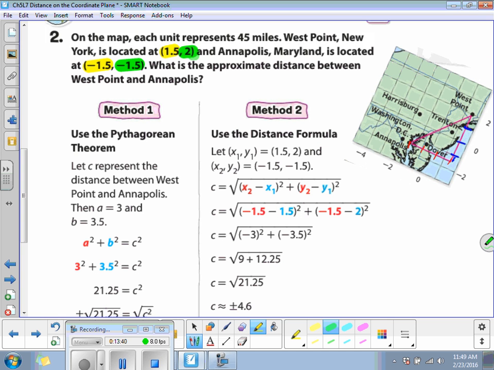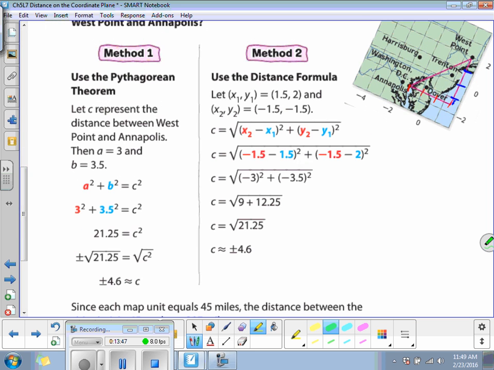So negative 3 squared is 9. Negative 3.5 squared is 12.25. And then we're going to find the square root on both sides to get, again, 4.6. Is everybody clear?